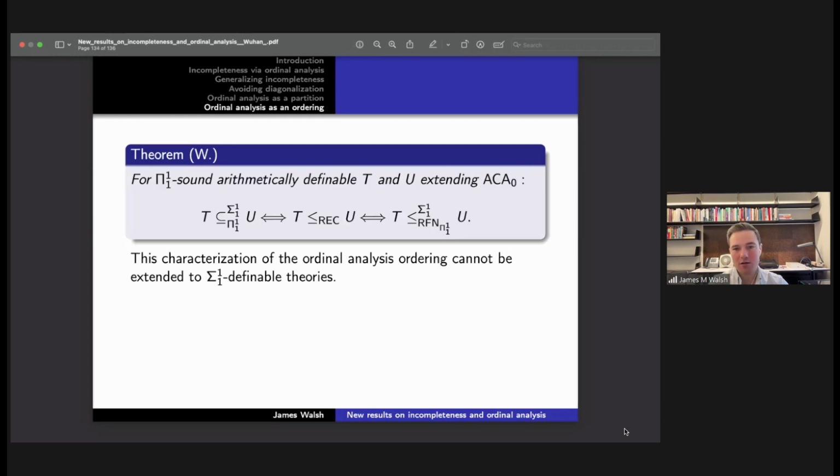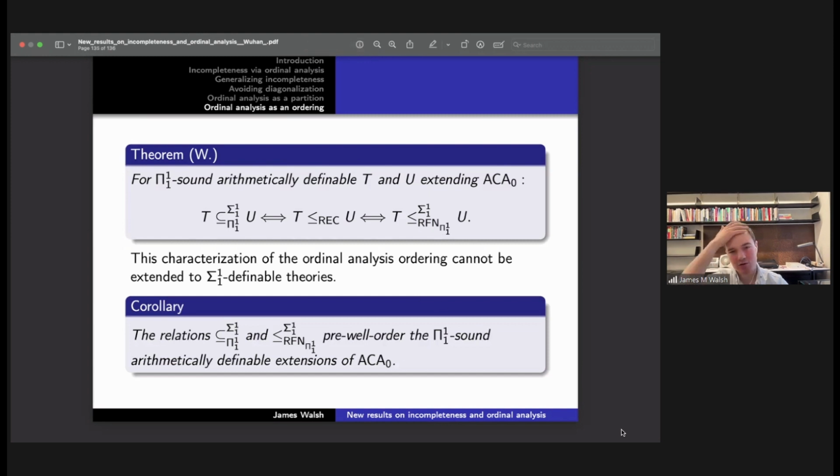One negative remark is that the characterization of ordinal analysis that we're given here can't be extended to Σ¹₁ definable theories. So this is the first time today when a result has been stated for arithmetically definable theories as opposed to Σ¹₁. And in fact, you can't extend the result in this way. So this is as far as it goes. It's just for arithmetically definable systems.